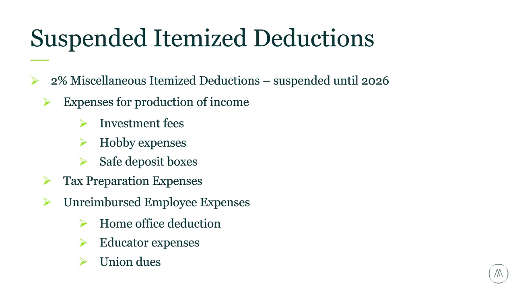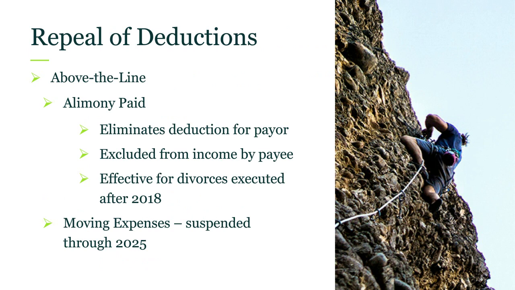For divorce or separation agreements executed after December 31st, 2018, alimony payments are not deductible by the payor and not includable by the payee. Under the previous rules, the payor would receive an adjustment to income for any alimony paid, which reduces income dollar for dollar, and the payee would report any alimony received as income. So essentially what this is doing is now there's no movement of income from a high tax bracket ex-spouse to a lower tax bracket ex-spouse.